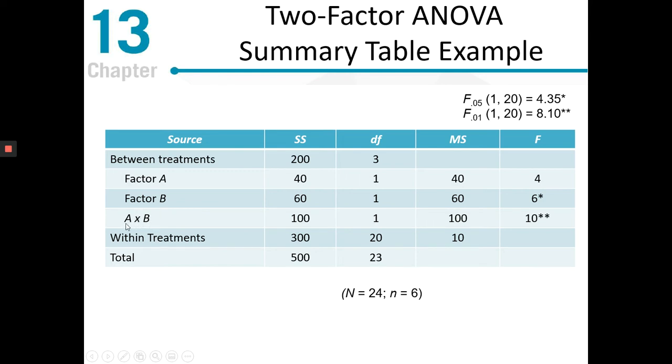So does audience, no audience interact with the self-esteem to affect the mean number of errors? So you have sum of squares for that. You'd have degrees of freedom for that. Then you have a mean squares. 100 divided by 1 is 100. Then you would test the F by taking this mean squares and dividing it by the mean squares for the within. 100 divided by 10 is 10. And so definitely there is a pretty substantial interaction here.